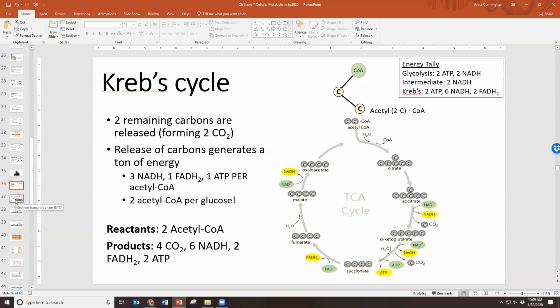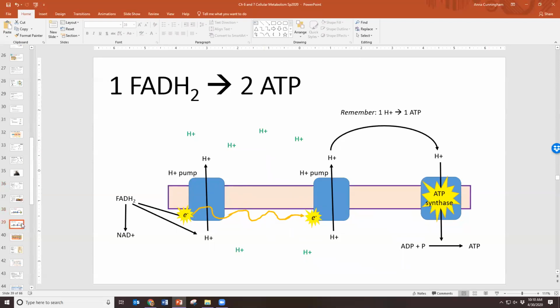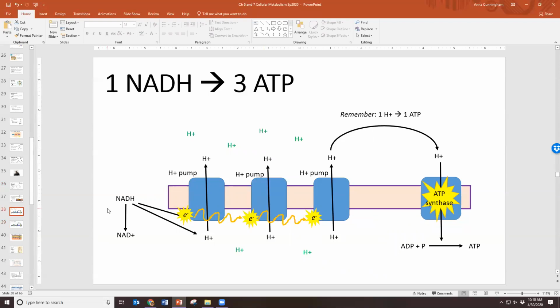And we have one more step of cellular respiration, and that's the electron transport chain. So you look at our energy tally, we have a little bit of ATP. So far we've generated 4, but we have a ton of electrons: 2 NADH, 2 NADH, 6 NADH, 2 FADH. And we're gonna send them to an electron transport chain. I'm jumping ahead a slide if you're following along, but what I wanna show you is how those NADH and FADH make ATP.